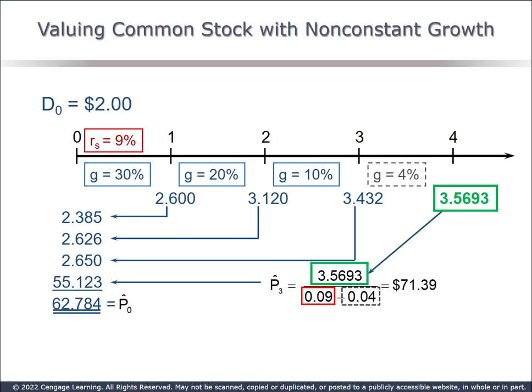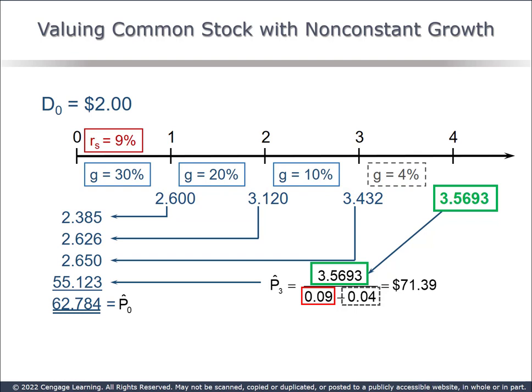Let's assume our stock is going to grow at 30% for year 1, 20% for the following year, 10% in year 3, and then stabilize at 4% forever. Required return is still 9%. The timeline chart lays out the solution technique. Put the growth rates and required return on the timeline. Calculate the non-constant dividends and the first constant dividend, D4.